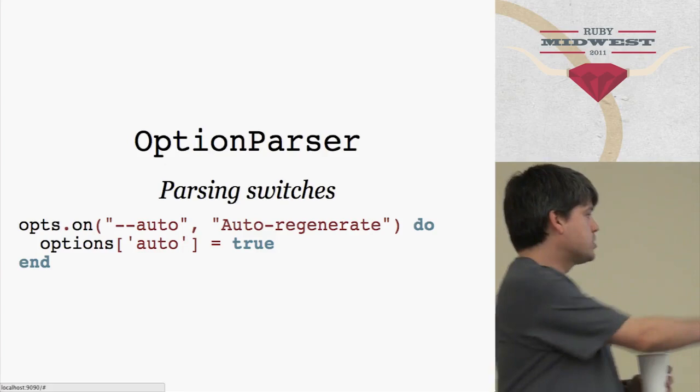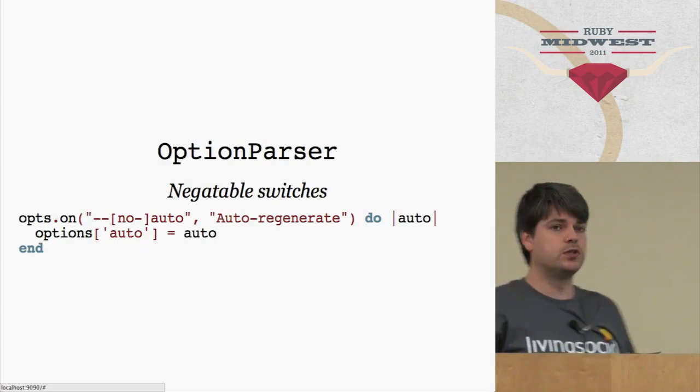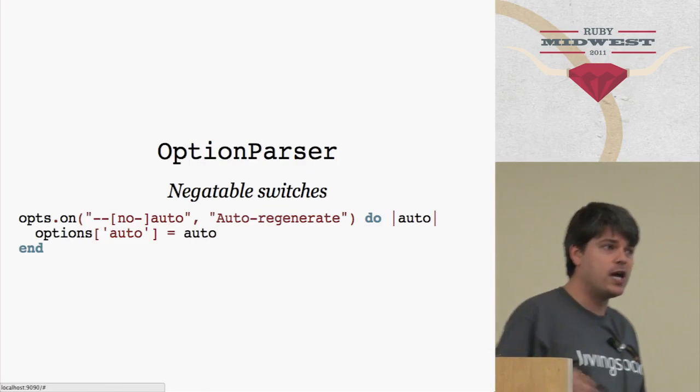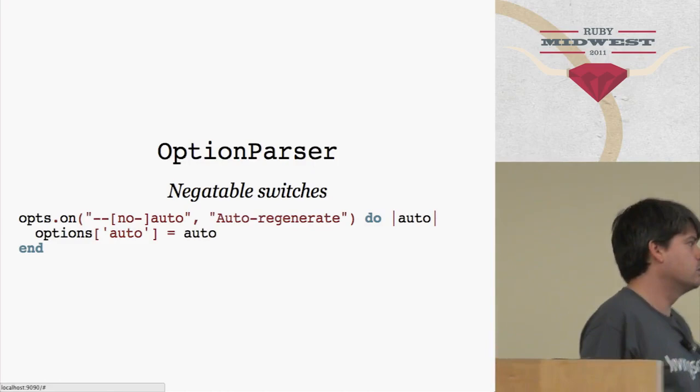You can also do negatable switches. If you put square brackets with no dash around there, that means that --auto, if the user specifies it, will cause true to be sent to this block, and --no-auto will cause false to be sent to the block. So you can make a really fluid user interface, which is really handy, especially for cron jobs, where you can see exactly what the app is supposed to do.